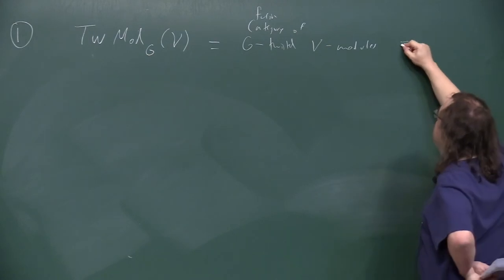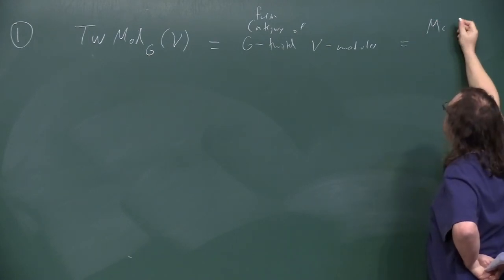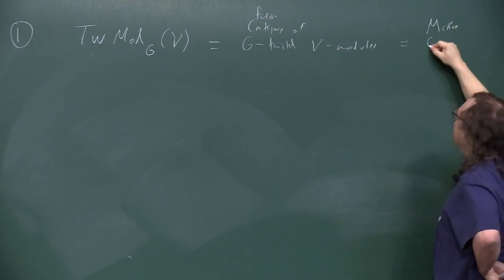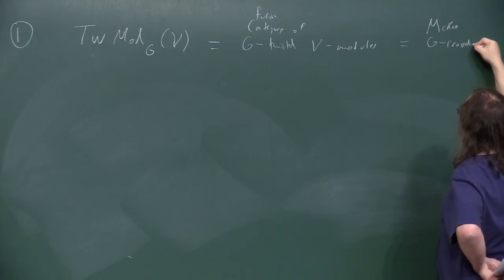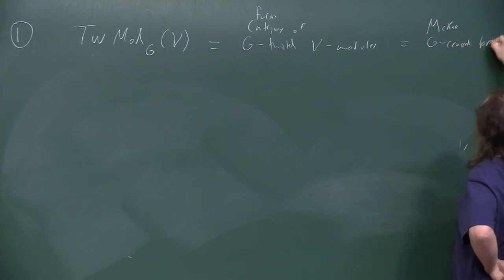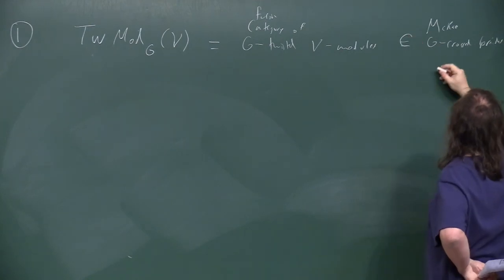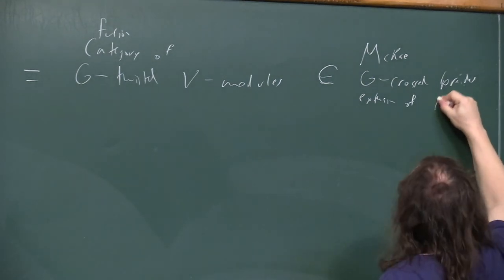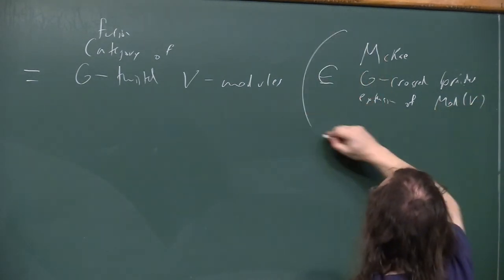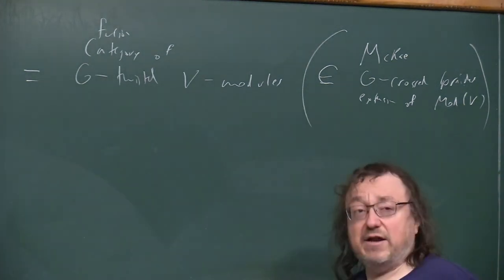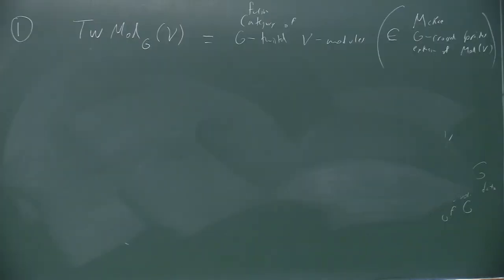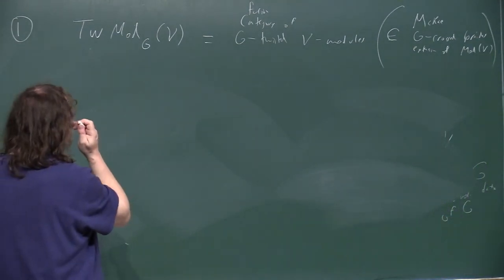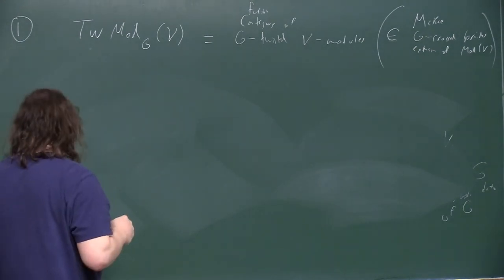And so we know from a recent paper from 2019 or so, we don't need this for this proof, but we know that this has a name. It's called the G-crossed braided, an example of a G-crossed braided extension of Mod V. But that's not something that we need to know, but it's a fusion category that has extra structure on it. Okay. So first of all, the first step in the proof, we have this thing here, and we know quite a bit about this thing.